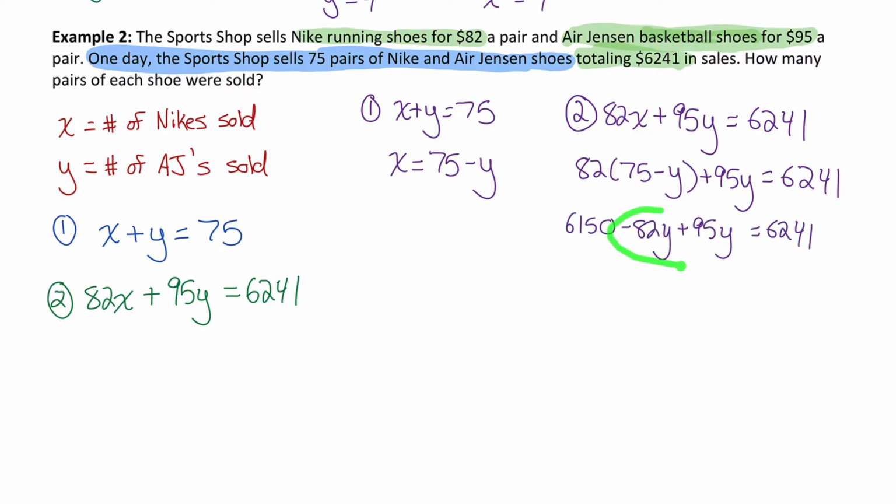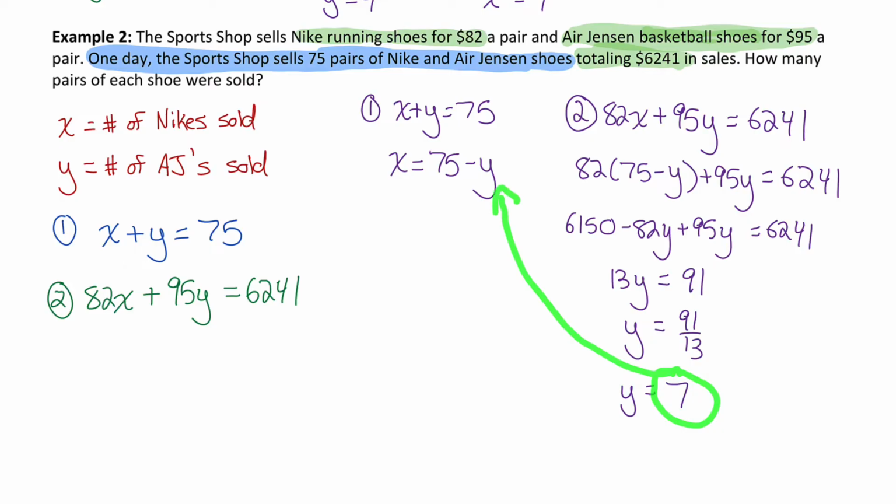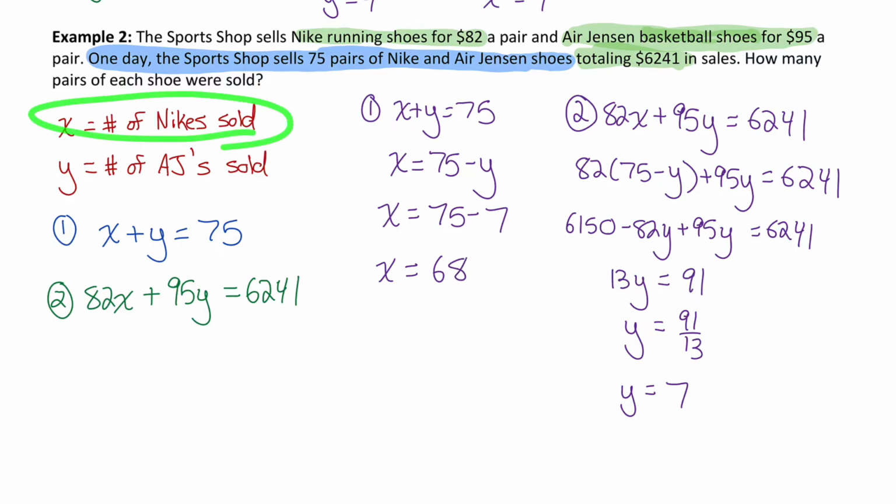On the left, negative 82y plus 95y is 13y. And then when I take the 6,150, subtract it to the other side and collect it with the 6241, I get 91. And then dividing that by 13, 91 divided by 13 is equal to 7. And since y stands for the number of Air Jensens sold, I know that the store must have sold 7 pairs of Air Jensens. To solve for the number of pairs of Nikes, I'll take that 7 back into equation 1 and replace y with 7. And that tells me that x is equal to 68, which means that 68 pairs of Nikes were sold.